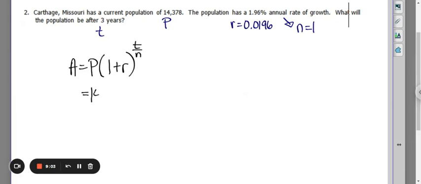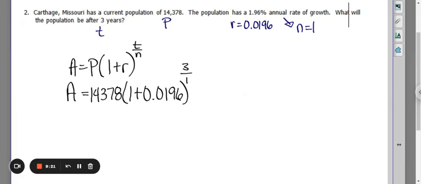I have the current population plus the interest rate. And I want to know what it's going to be in 3 years. So the only variable is the new population, and it's already over here by itself. There's no variables over here where all the work is. So at this point, I'm just going to do the math of this problem.